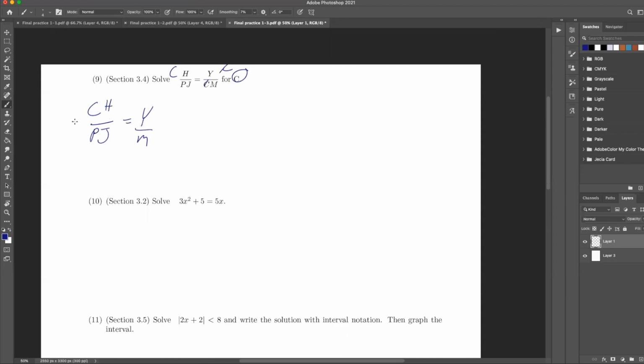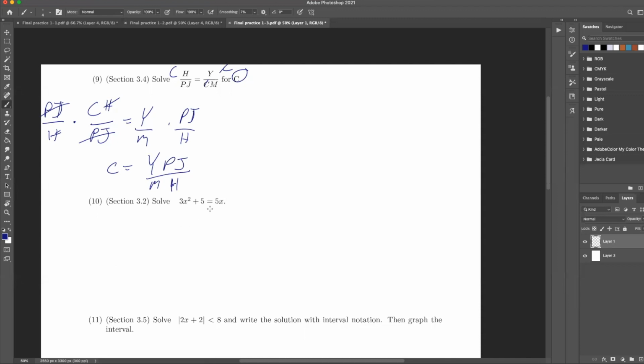Then from here, I'm going to multiply both sides by the reciprocal of everything here, P J over H. So I'm basically dividing by everything, which is the same thing as multiplying by the reciprocal. This PJ crosses off this PJ, H crosses off H, and so I have C equals Y times PJ over H. Okay. So this is just one of those things. Can you manipulate this one?